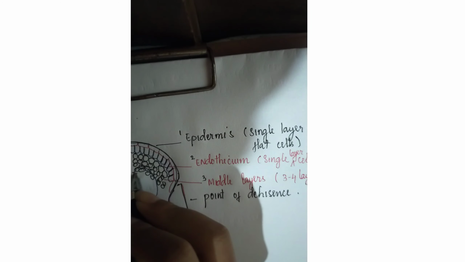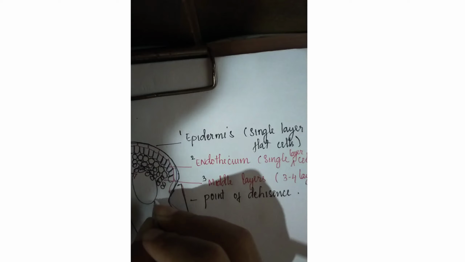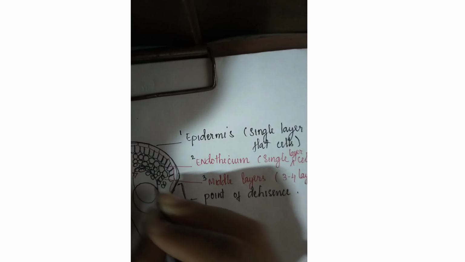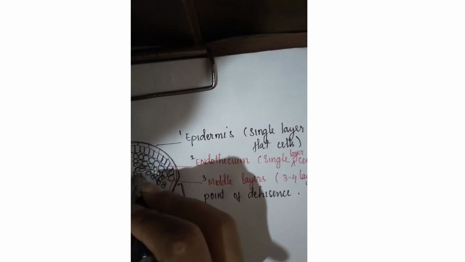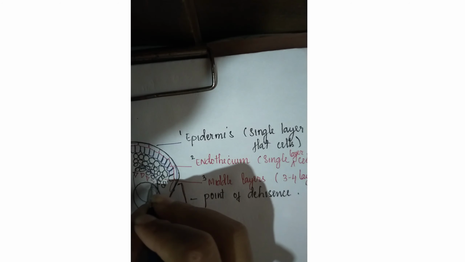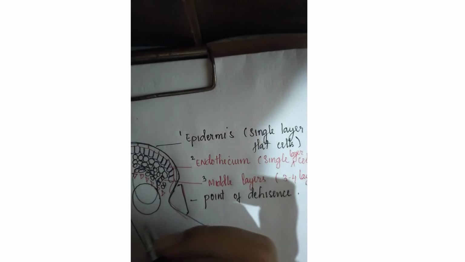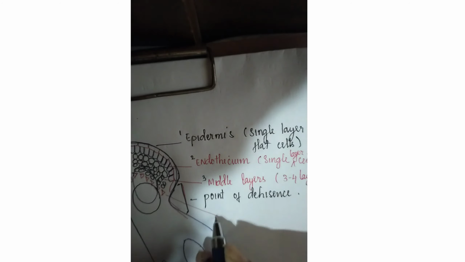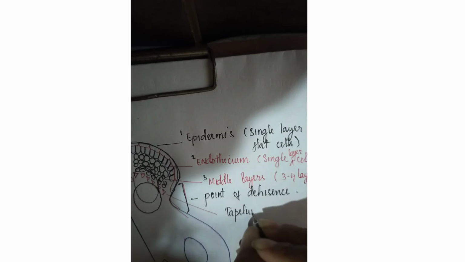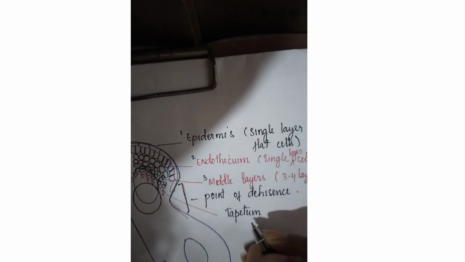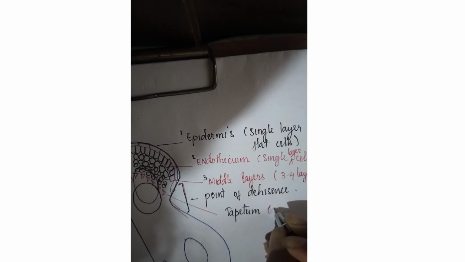The next layer, beneath the middle layer, the last layer of the anther wall, is the tapetum. Suppose this is the microsporangium. The tapetum is pyramidal in shape. The tapetum is present below the middle layer.